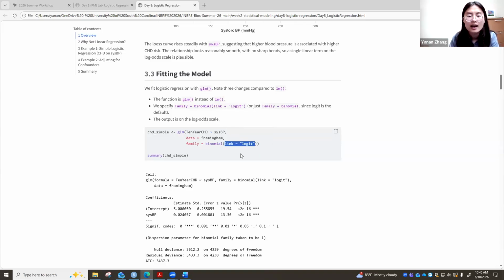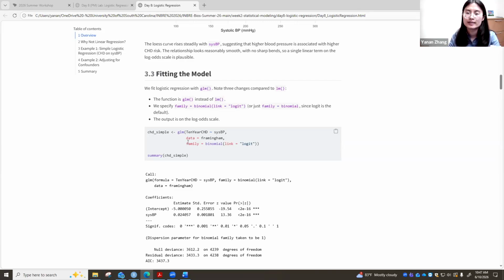If you only put family equals binomial, it also works. And you can also specify link equals logit. It's the same thing. But we can also change the link values here. Suppose we change the link to log. It gives us a new model called the log binomial model. It's a different model from logistic regression, so we will not talk about this here.